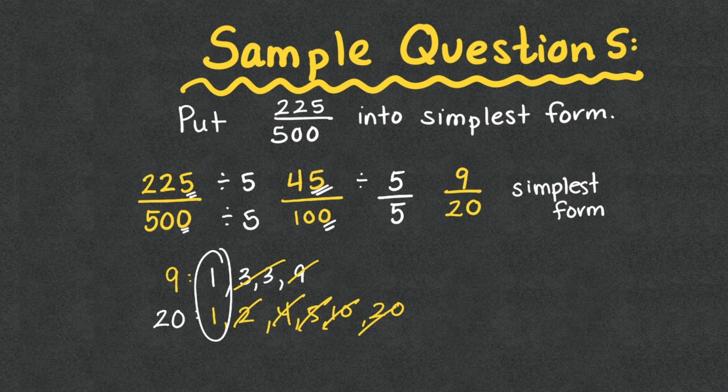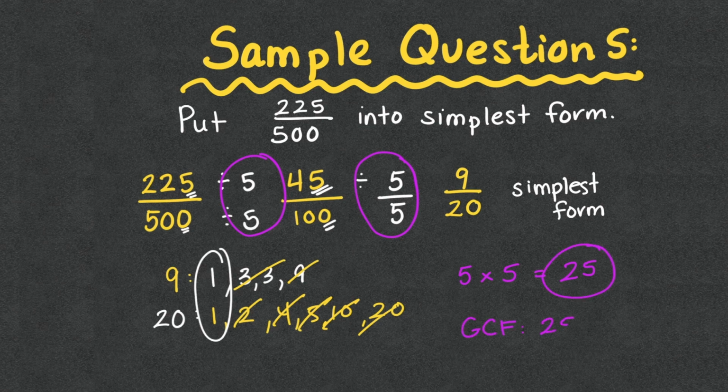If you wanted to know what you should have done before, if you look here, because you divided by 5 twice, we'd flip it around, multiply those two 5s together. The GCF was actually 25. So in case that question ever gets asked and you weren't sure how to go back and find it, that's exactly what you could have done.